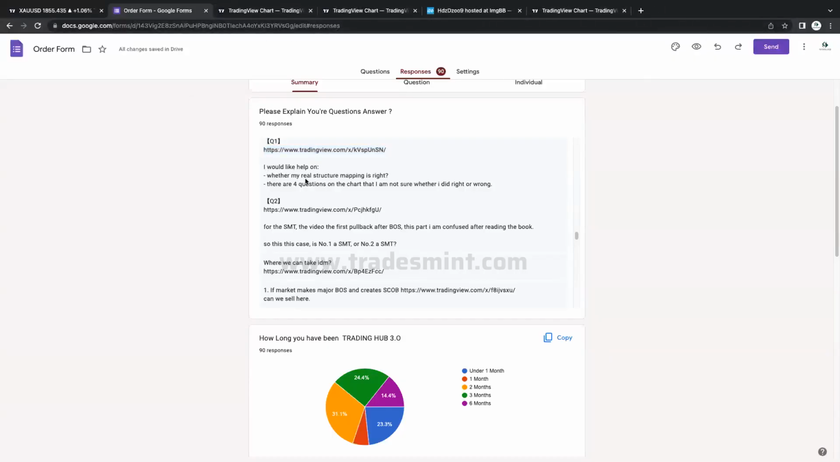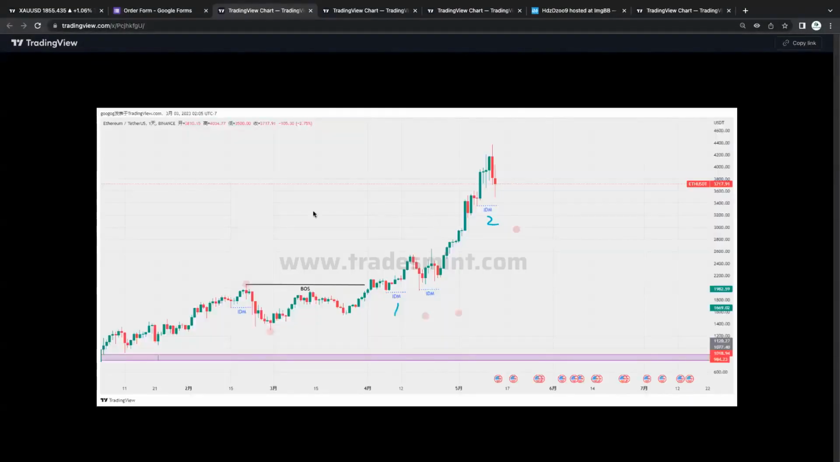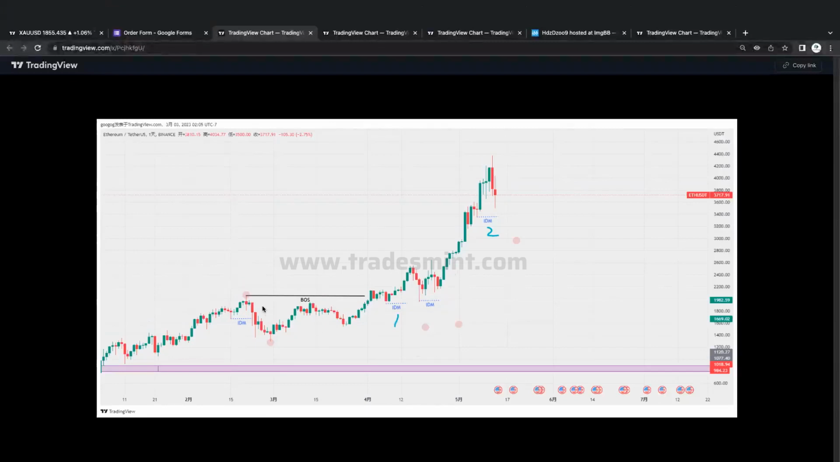I would like to help on whether my real structure mapping is correct. There are 4 questions on the chart. Okay, the questions. Next question. Okay, taken out the inducement, break of structure, inducement. Yes, sir, this is an inducement because this is a recent pullback after this break of the structure, right?